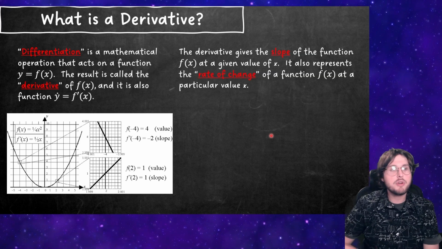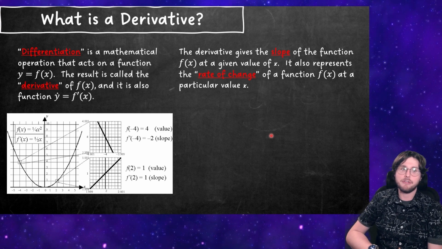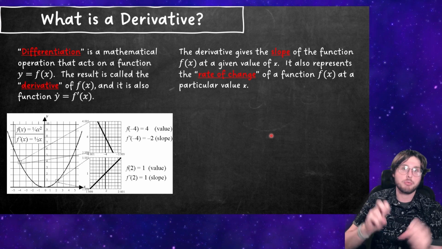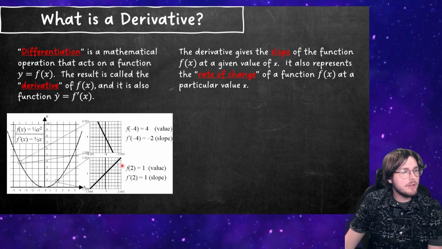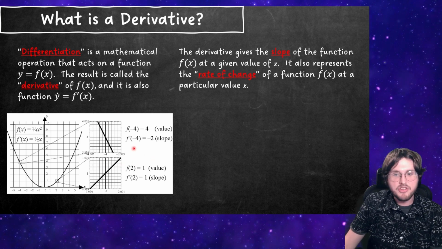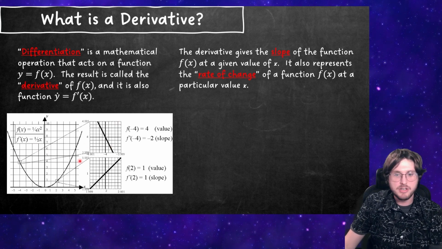Okay, so a derivative effectively gives the slope of a function f of x at a given value of x. It also represents the rate of change of a function f of x at a particular value of x. Now, to visualize this, notice the figure on this slide showing the two magnified sections of the quadratic function given.